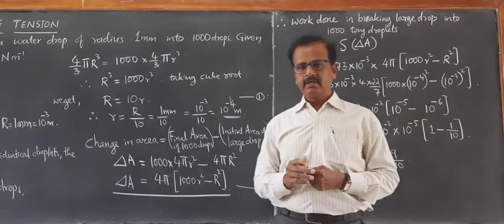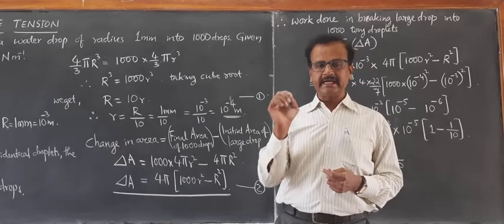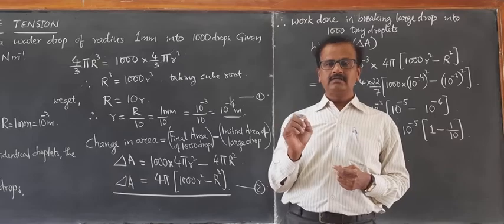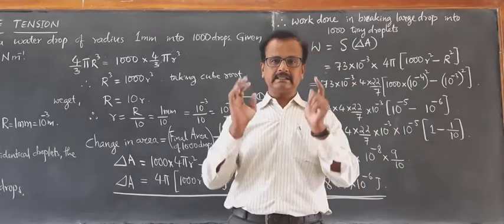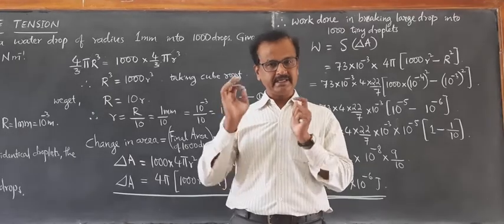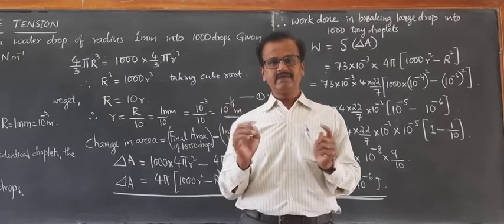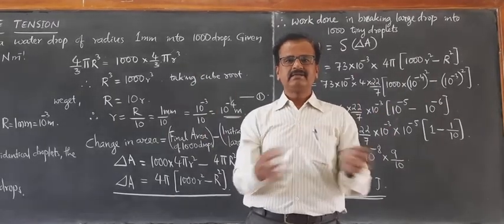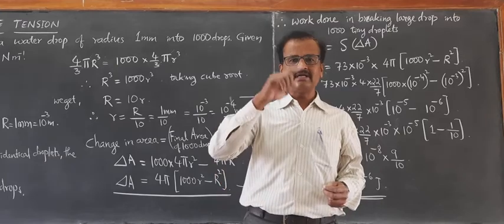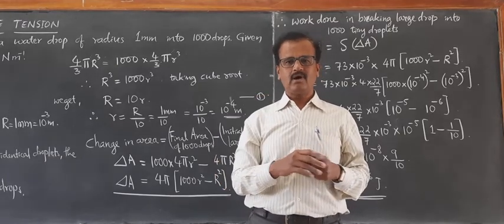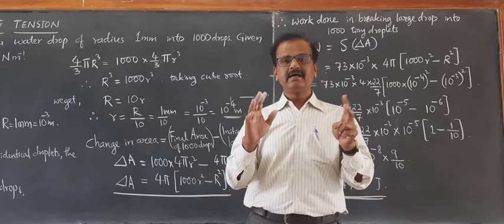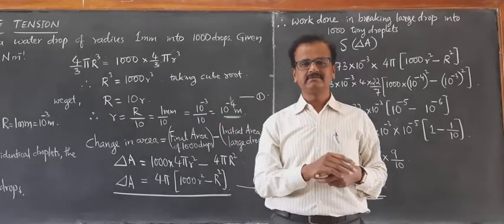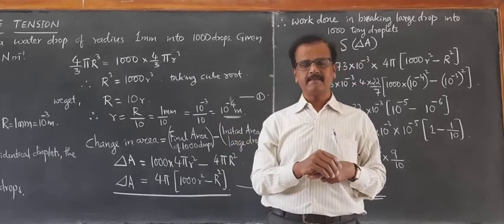Now the question is reversed. If 1000 identical tiny drops of water, each of 0.1 millimeter, coalesce, means combine, to form one large drop, how much is the energy evolved? Take the same question in reverse order. The same question can be asked in reverse order.